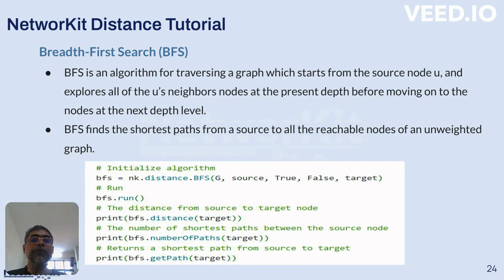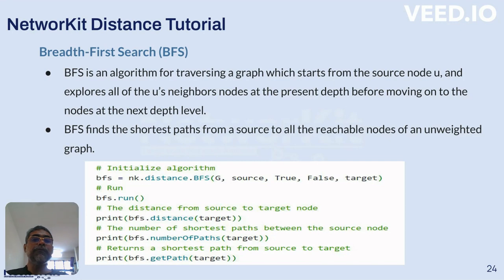So this is a piece of code for it, nk.distance.BFS, which takes all these parameters and returns the value in this bfs. Then we call the run method using bfs.run. This bfs calls the method distance, which takes the target and gives the distance, and prints the distance from the source to the target node. The number of shortest paths between the source node is bfs.numberOfPaths.